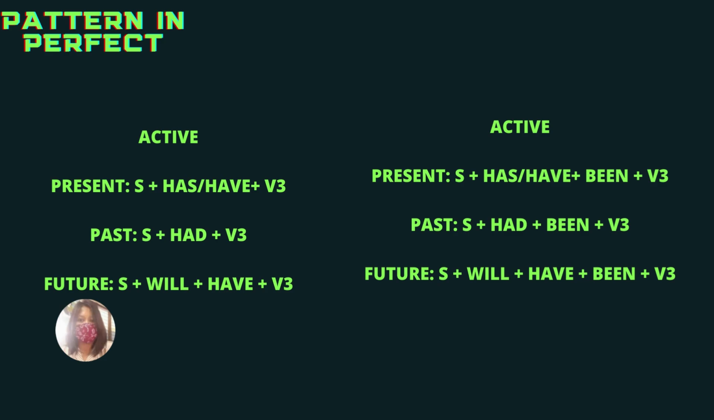So basically, when you try to change the active into the passive in the perfect tense, that will be very easy because you just have to add the word "been", and then you just have to swap the position of the subject and the object here. The subject in passive will be the object in active. Remember that.